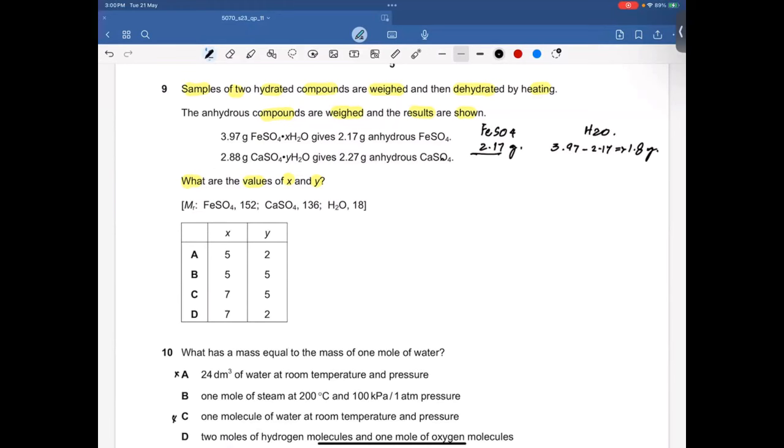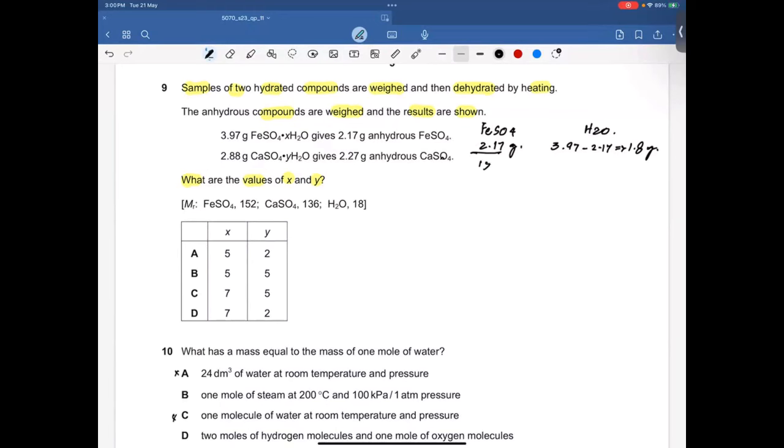So we need to divide this by 152 to get the number of moles. Divide by 18. Divide by 18, it's going to be 0.1 mole. 2.17 divided by 152 is going to be 0.01.